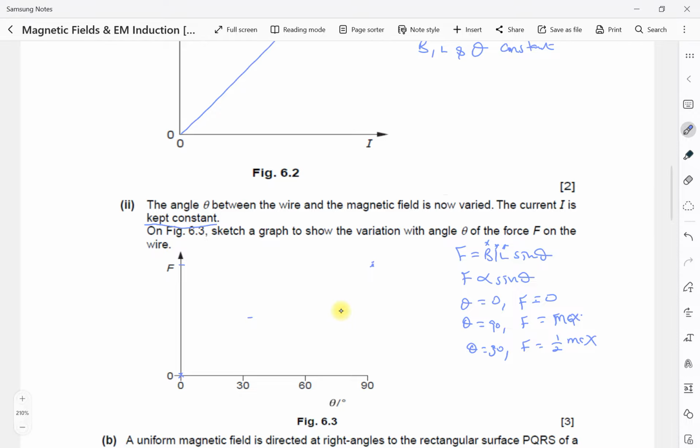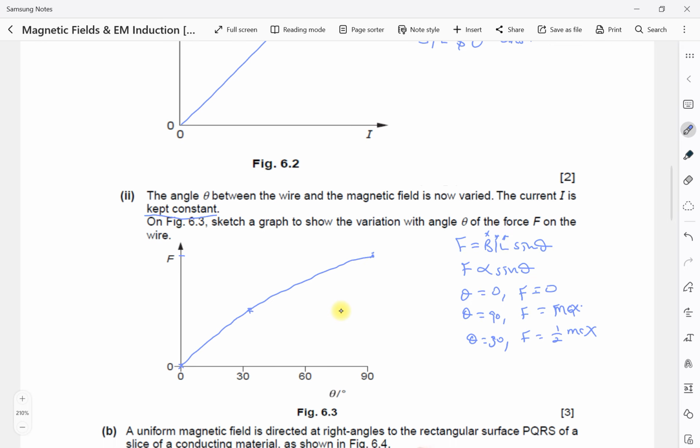So this is not a straight line, this is a curve because it is sinusoidal. So the graph is a curve of decreasing gradient, with a maximum at 90 degrees. Because sine 30 is a half, at 30 degrees it should be approximately half of the maximum. So the graph would look like that.